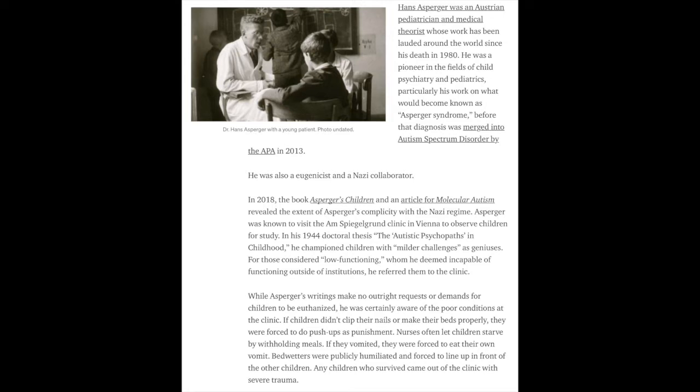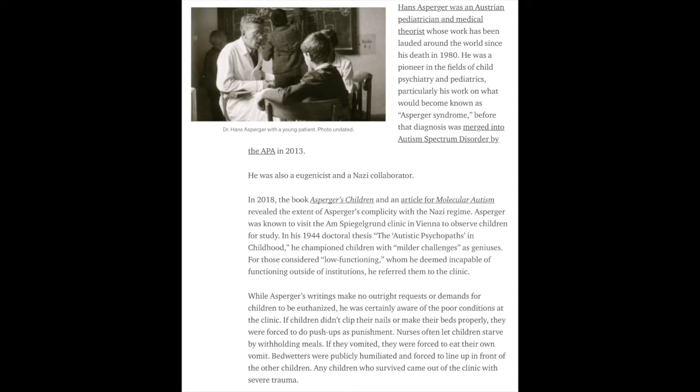While Asperger's writings make no outright requests or demands for children to be euthanized, he was certainly aware of the poor conditions at the clinic. If children didn't clip their nails or make their beds properly, they were forced to do push-ups as punishment. Nurses often let children starve by withholding meals. If they vomited, they were forced to eat their own vomit. Bedwetters were publicly humiliated and forced to line up in front of the other children. Any children who survived came out of the clinic with severe trauma.